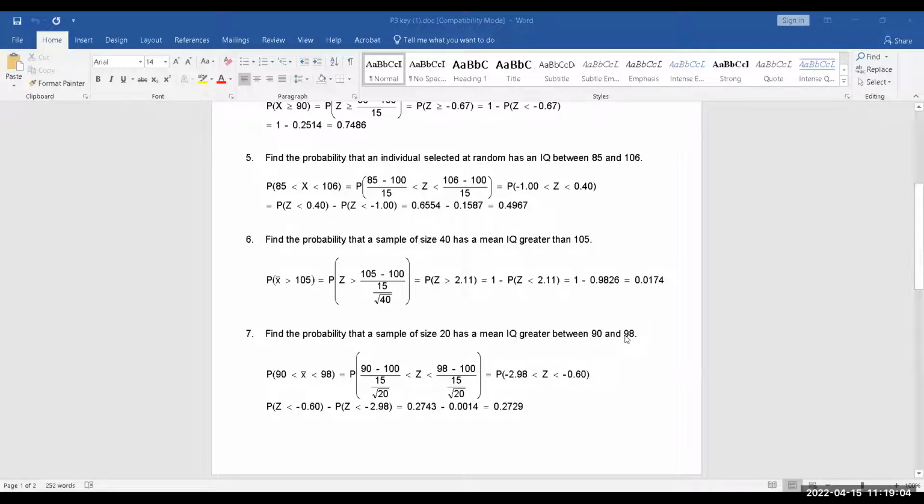I asked you the same problem. I went out, collected a sample. I want to know what's the probability of an IQ greater than 105, but not for an individual, for an entire sample mean. So therefore, I do the same math, 105 minus 100 over the standard deviation, but instead of divided by 15, it's divided by 15 over root 40, which changes things drastically.